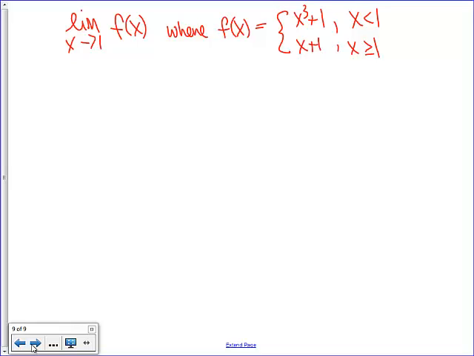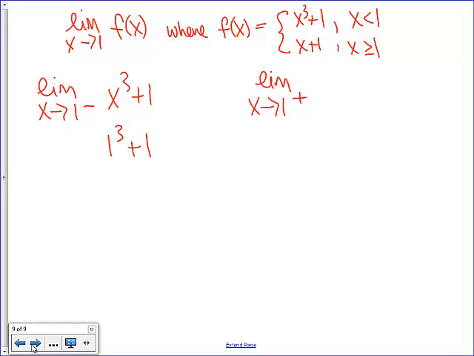So the first thing I have to find is the limit as x approaches 1 from the negative side. Then I have to go back and find the limit as x approaches 1 from the positive side. So coming from the negative side, that means I want less than 1, right? Slightly less than 1. So in this case, I'm going to use x cubed plus 1. We're going to stick in 1. So 1 cubed plus 1. 1 plus 1 is 2.